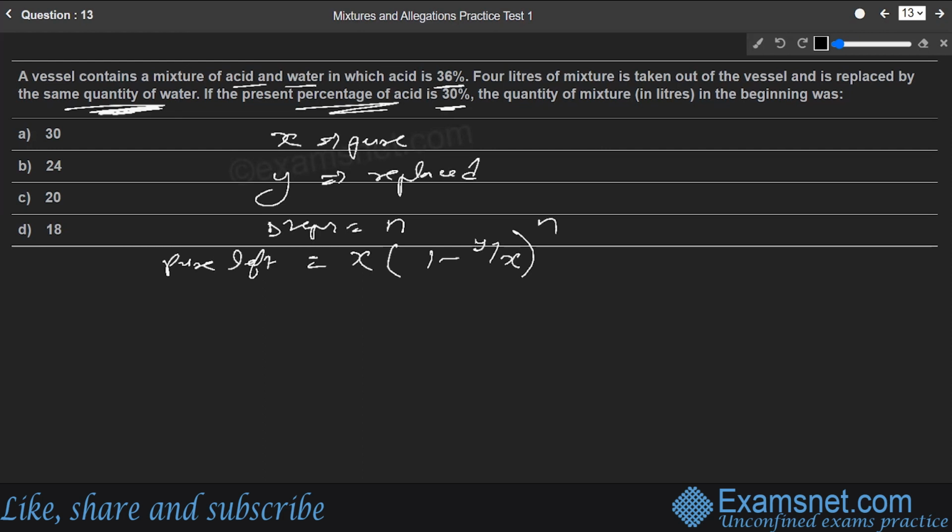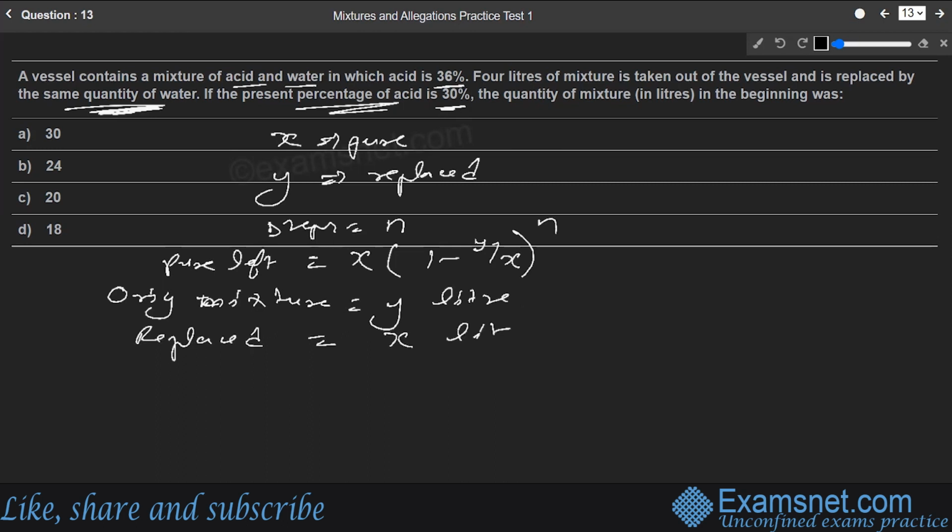They say, and let us assume something. Let us say the original quantity of the mixture is y liters. Then let us assume the replaced quantity: how much has been replaced in every step? Let us say x liters has been replaced in every step. Now, if we use this particular formula once again, how much would have been left out?